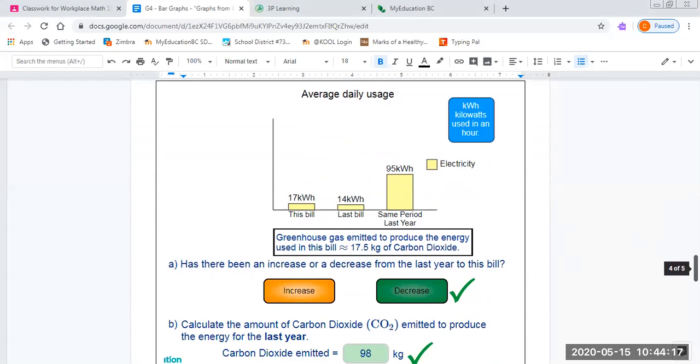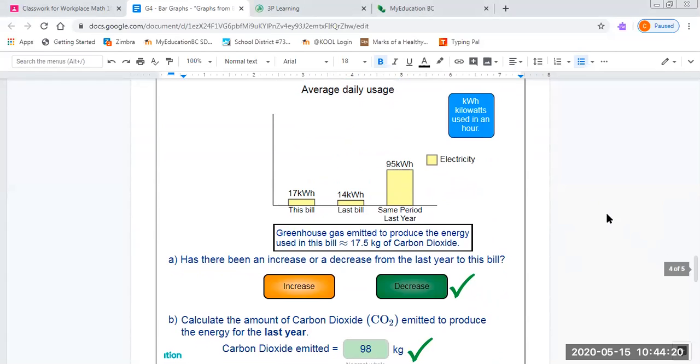So this is another one where we have energy that we're comparing this time. And so once again here, we are comparing from last year's bill. So we want to know from last year's bill to this bill, and we want to know whether it increased or decreased. Well, last year's bill was 95 and this year's bill is only 17. So this is clearly a very large decrease.